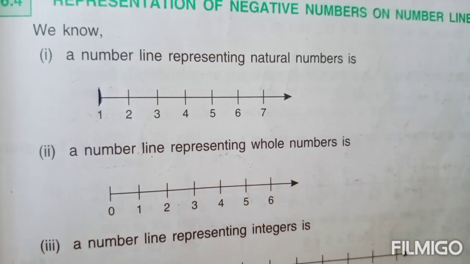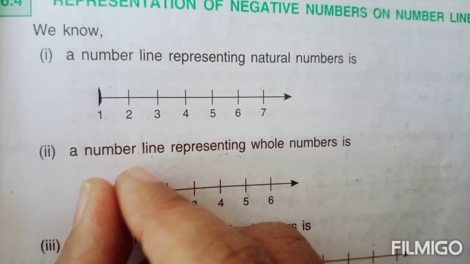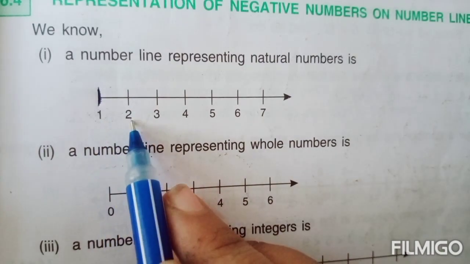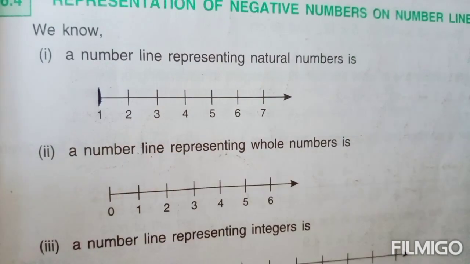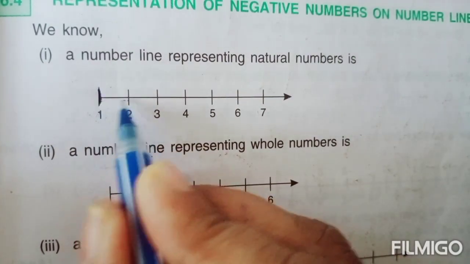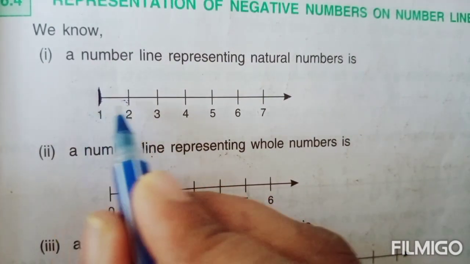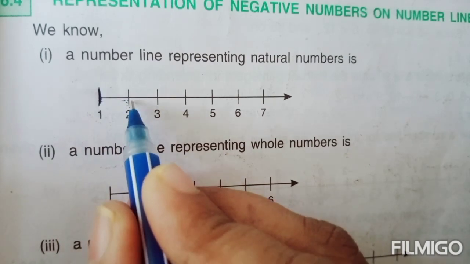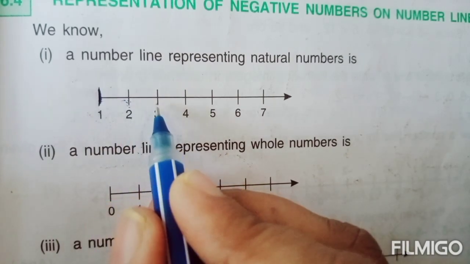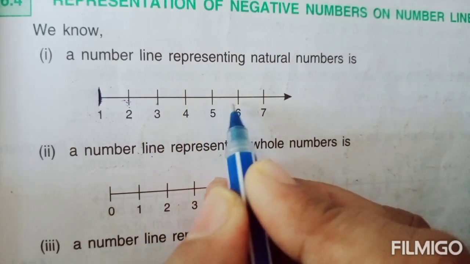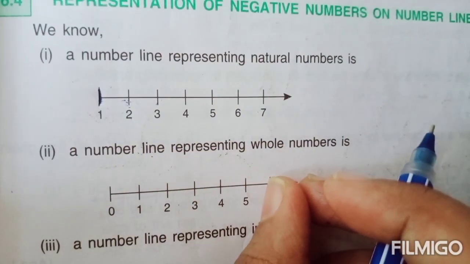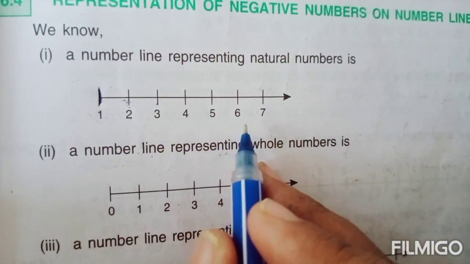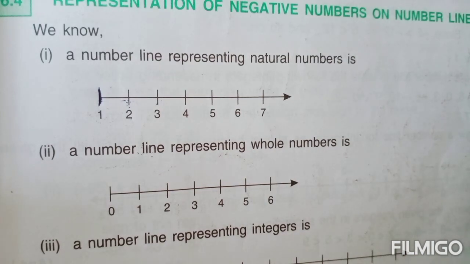Now at equal distances you can mark the other natural numbers. After 1, 2, 3, 4, 5, 6, 7, etc. you can mark at equal distances. Distances should be the same. The distance between 1 and 2 should be the same as the distance between 2 and 3, and 3 and 4, 4 and 5, 5 and 6, 6 and 7. The distances between the numbers should be the same. So this is a number line representing natural numbers. You can use scale and pencil for drawing number line.